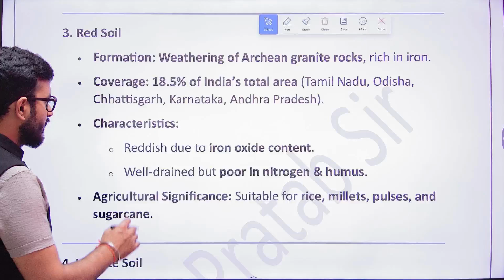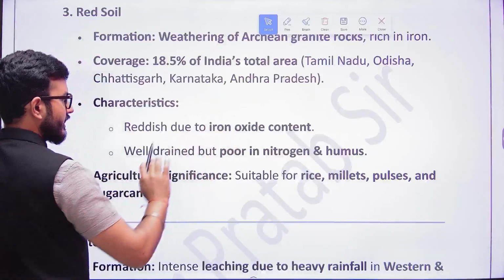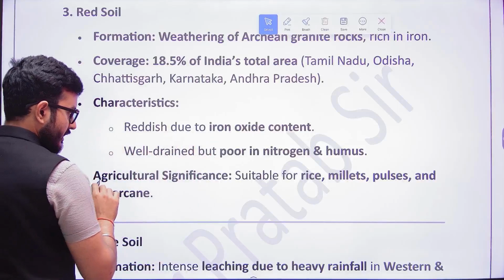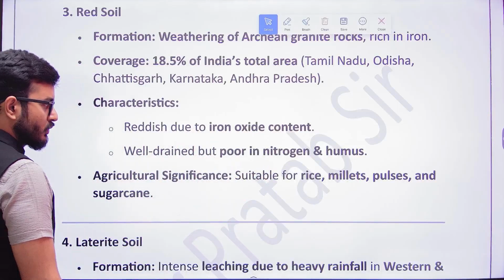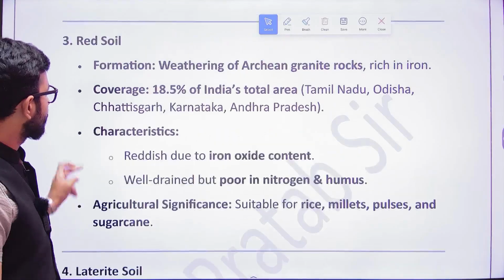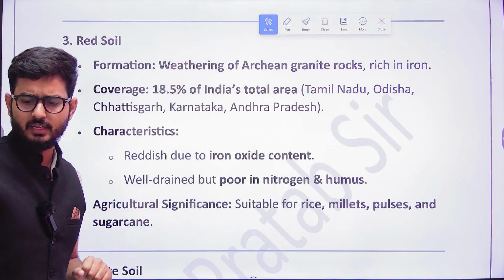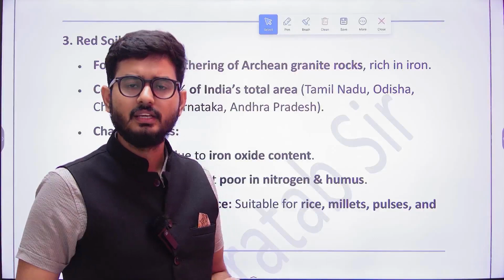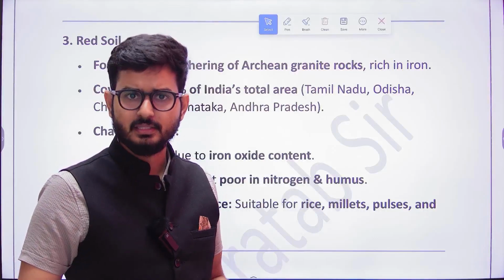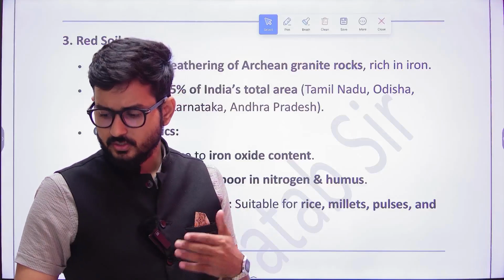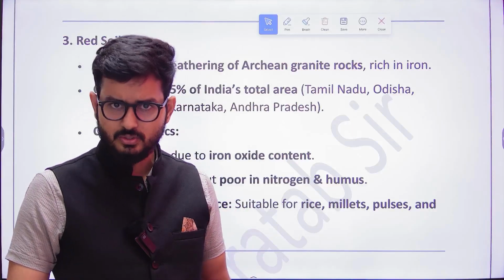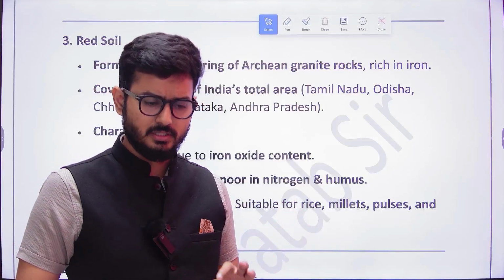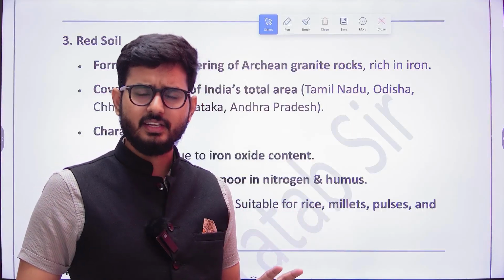What is the characteristic? It is reddish in color due to the iron oxide, I have told you, and you need to cancel this point. After that, the agricultural significance is that it is suitable for rice and millets. Similar to this, I had also told you about the yellow soil, that whenever the red soil is in hydrated form, it is going to be known as the yellow soil. That is another aspect. So red soil in a hydrated form is known as yellow soil. Now both the red and the yellow soils are generally non-cultivable.